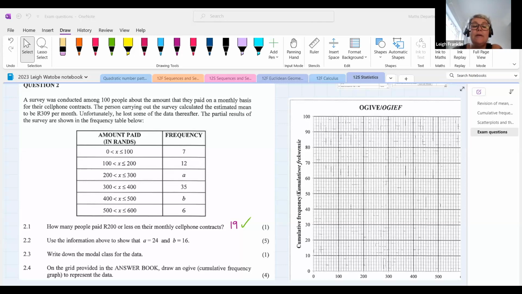Okay, so Lebogang, I see your suggestion, but why is that not going to work in this case? We can't just say that 35 minus 19 is B. Why is that not going to work? Anybody else? What information do we have? Go back, look at the information that's here, and can you tell me what information we have that we could use?